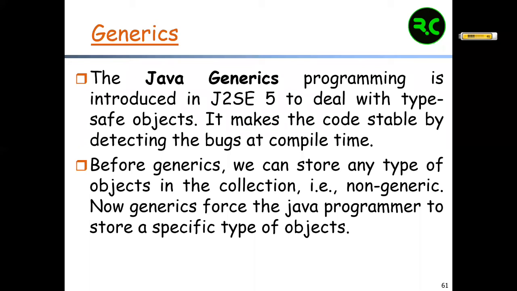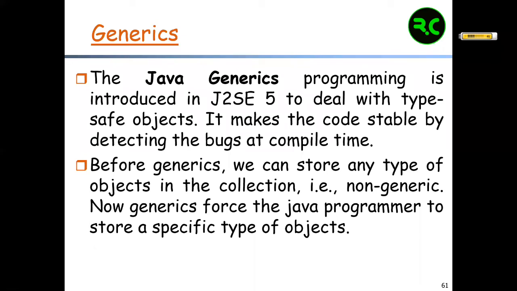Before generics, we could store any type of objects in the collection, that is, non-generic. Now generics force the Java programmer to store a specific type of objects only. If I have mentioned that this class is going to use the string data type, then you need to enter only the string data type. Or if I have mentioned this class is going to use only integer, then I can use only the integer data type.